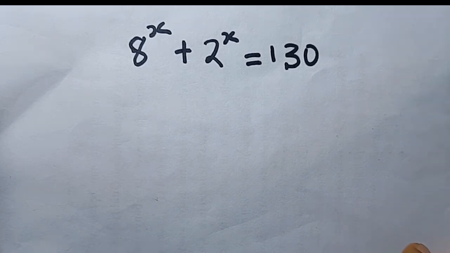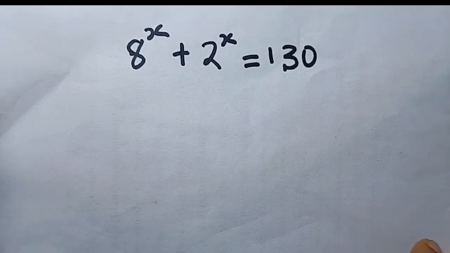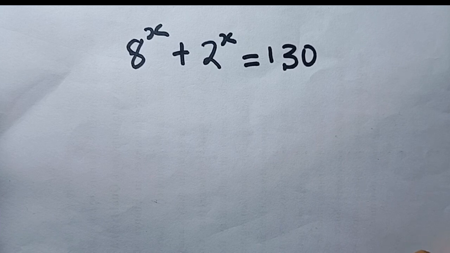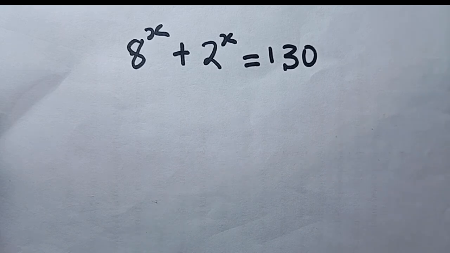So we have this question right here to solve. This is an interesting exponential equation: 8^x + 2^x = 130. How are you going to be solving this?